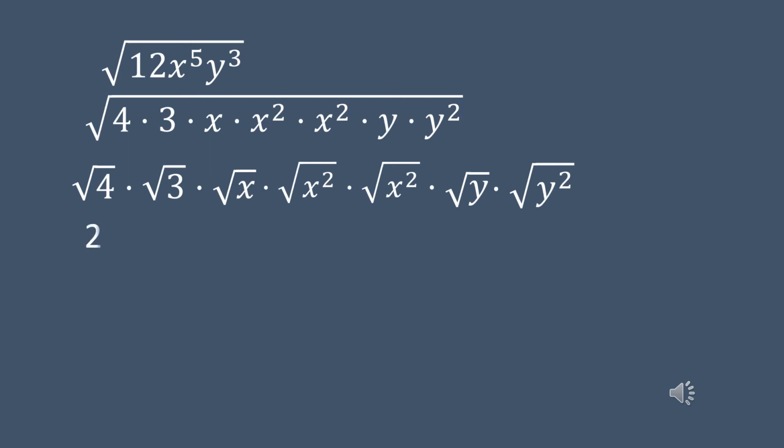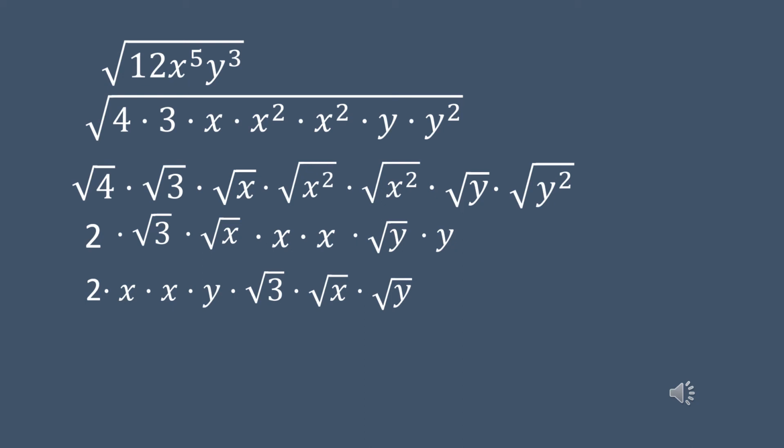We have square root of 4 is 2, square root of 3 is still square root of 3, square root of x is still square root of x, the square root of x squared is x, and the same with the other square root of x squared. Square root of y is still square root of y, and square root of y squared results in y. Let's arrange the expression to make it easier, just arranging according to the type of term. Therefore, the simplified form is 2x squared y square root of 3xy.